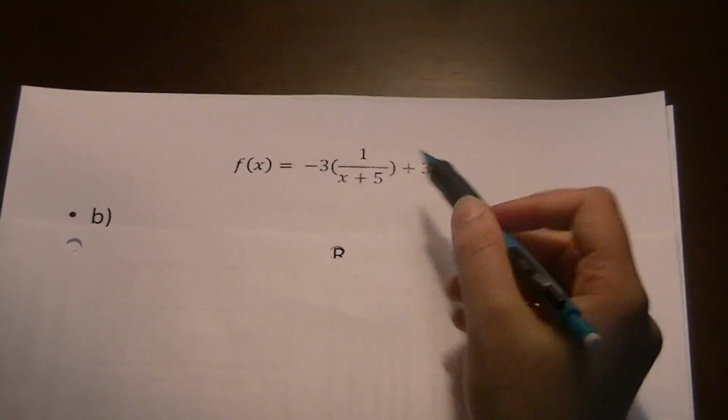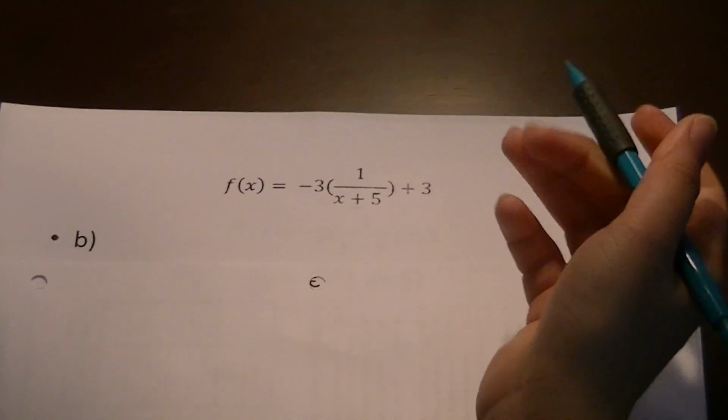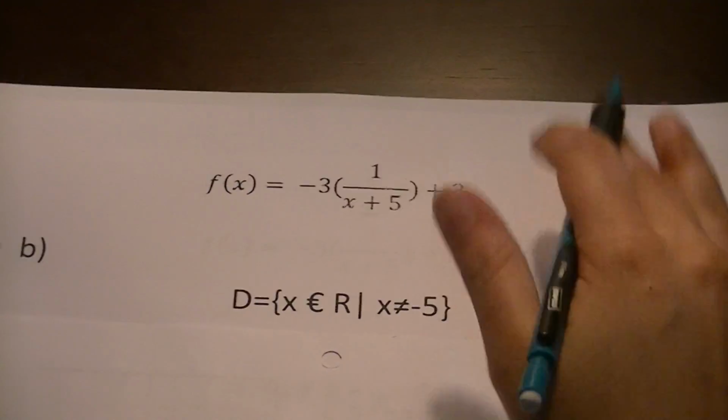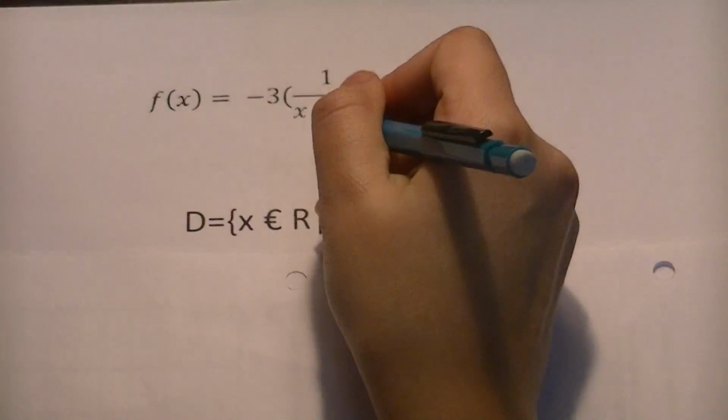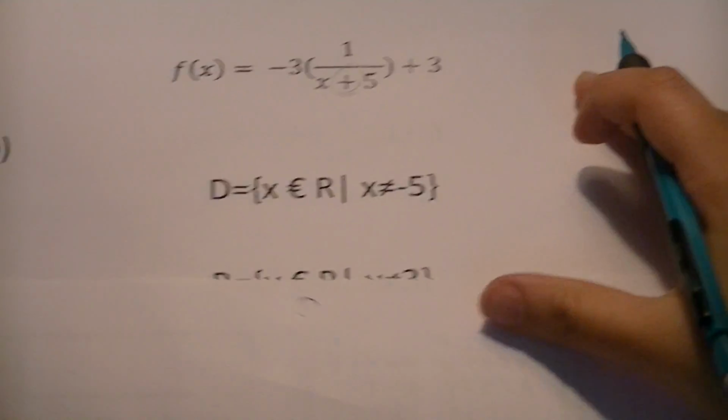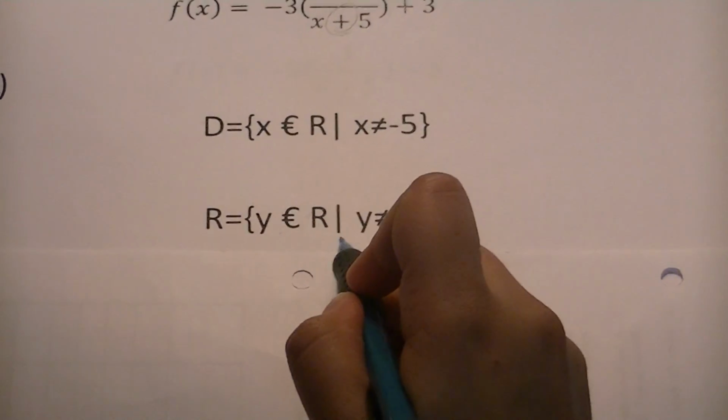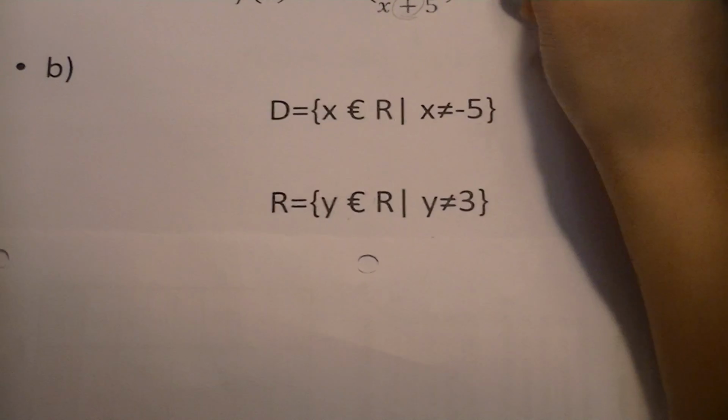So now part B asks us to state the domain and range. Based on our equation, we know that the domain is x is an element of all real numbers such that x cannot be -5 because of the positive sign here. And the range is y is an element of all real numbers such that y cannot equal 3, which we get from here.